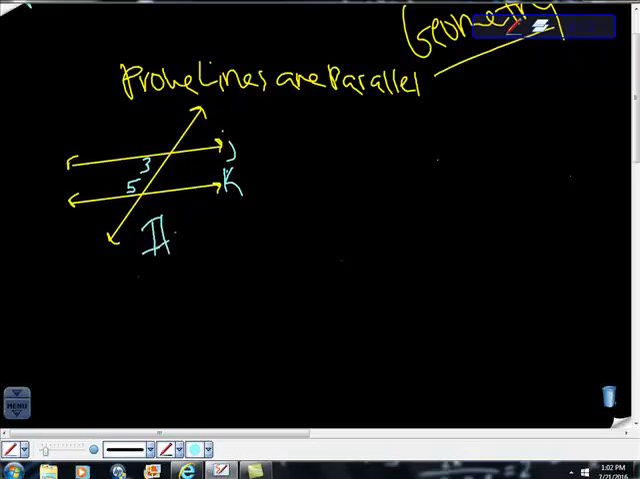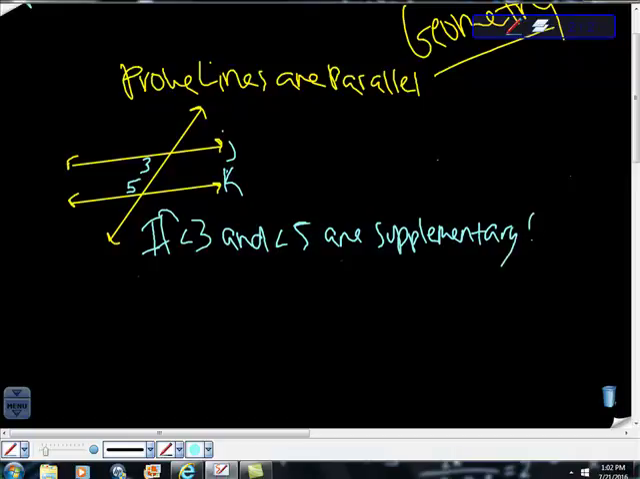So if angle 3 and angle 5 are supplementary, or equal 180 degrees, then line J is parallel to line K.